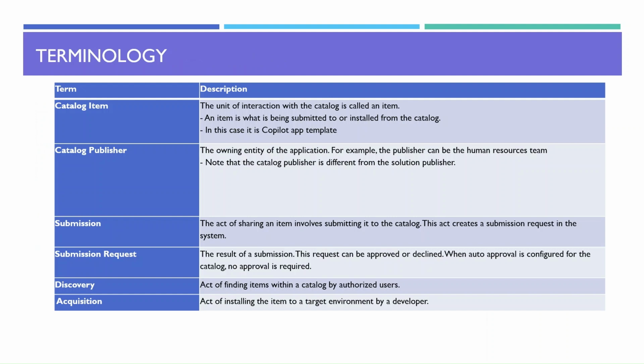And the submission request is the result of a submission. Once this submission request is done, it can be approved or declined. You can also have an auto approval configured, so in that case there is no approval required. Once this is approved, then a developer can actually use this template. They can discover this template within the catalog, like I showed you earlier, and then install it. That's the acquisition part of it, installing the Copilot app template.